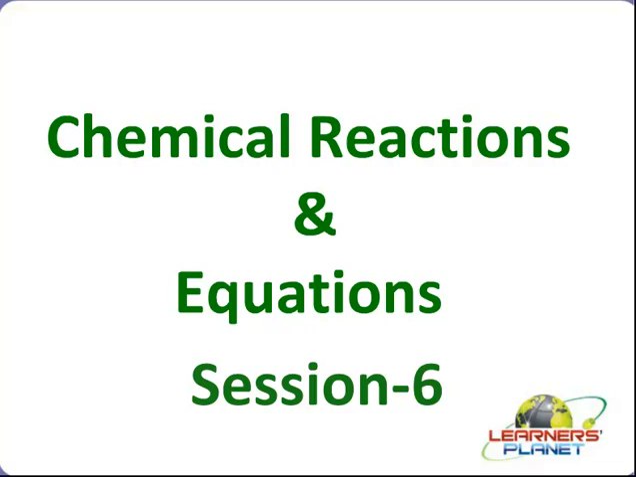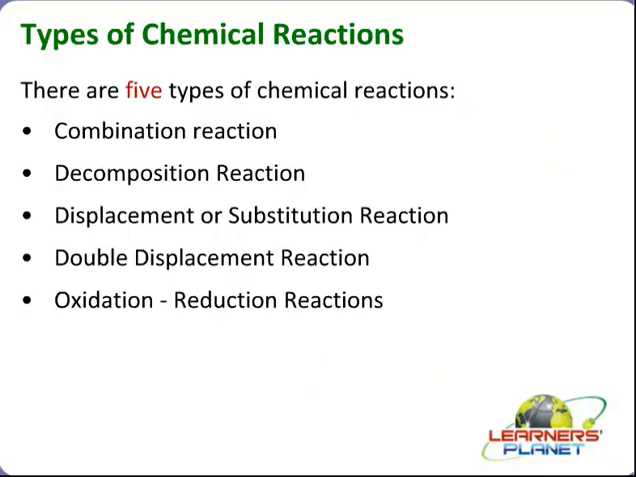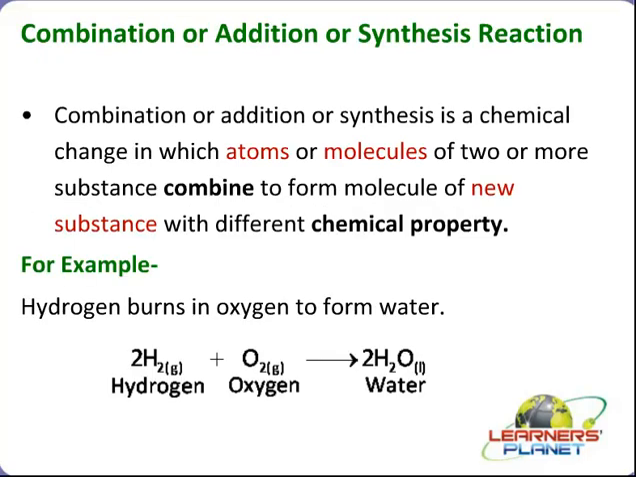In our last session, we discussed the heat changes in chemical equations. We discussed exothermic and endothermic reactions. Now let's discuss a few more types of reactions. There are 5 types of chemical reactions: combination reaction, decomposition reaction, displacement or substitution reaction, double displacement reaction, and oxidation reduction reactions. So let's first start with the combination reactions.